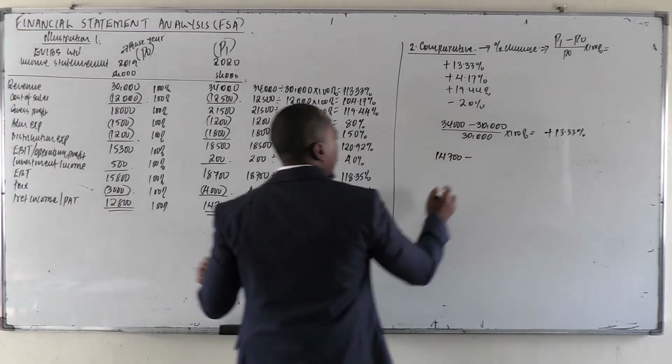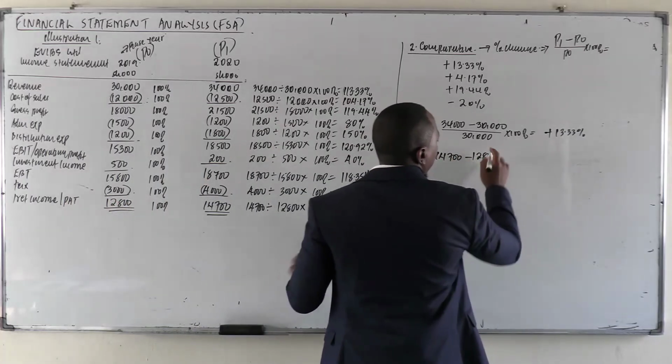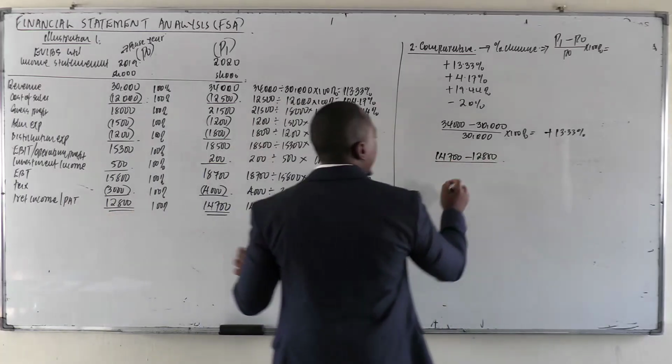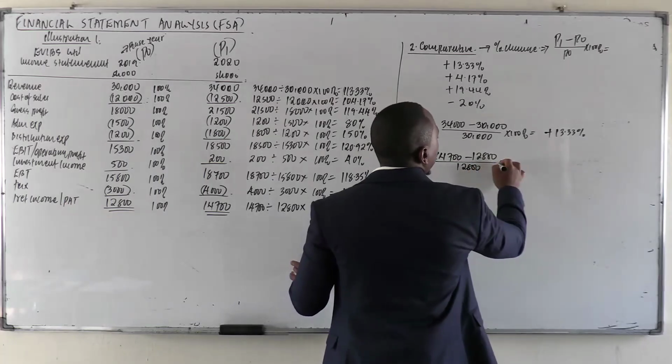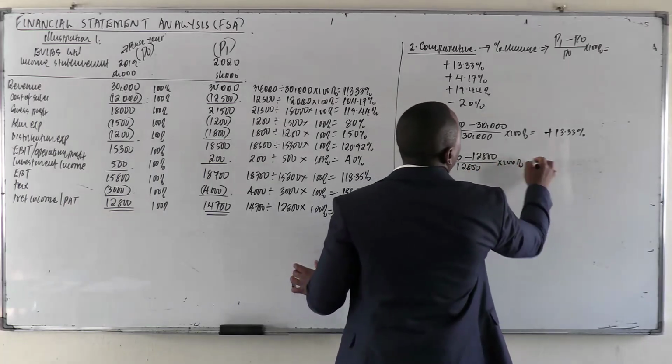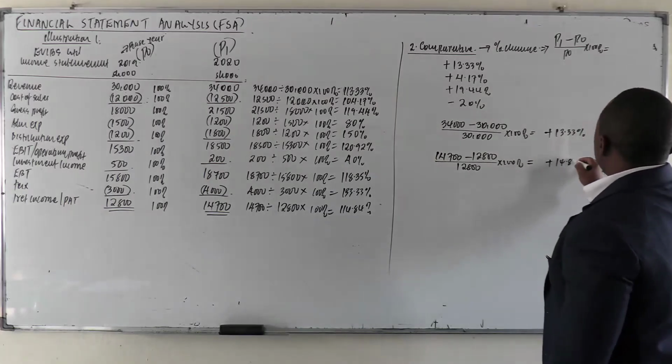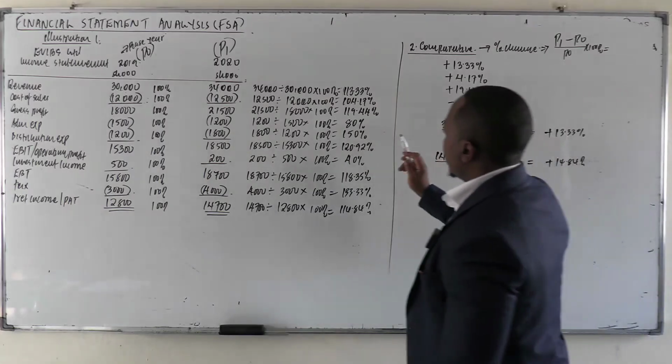For example, if you have to take the net income, you take P1, which is 14,700, minus P0, which was 12,800, so that you get the change. Then you divide by P0, the base value, which was 12,800, times 100%. So what do you get? You get 14.84.